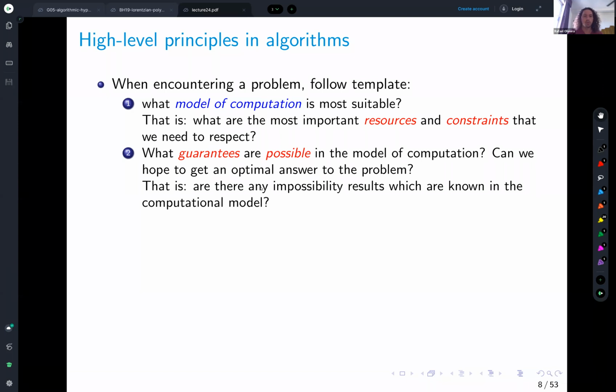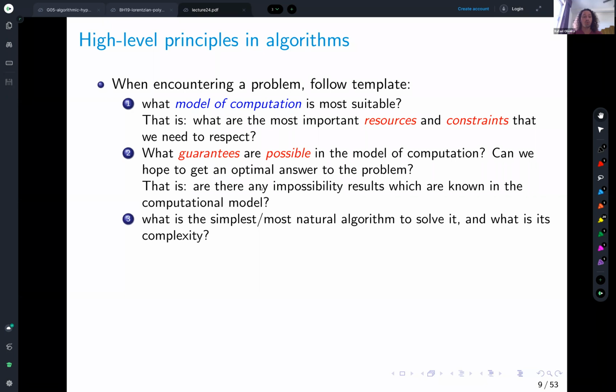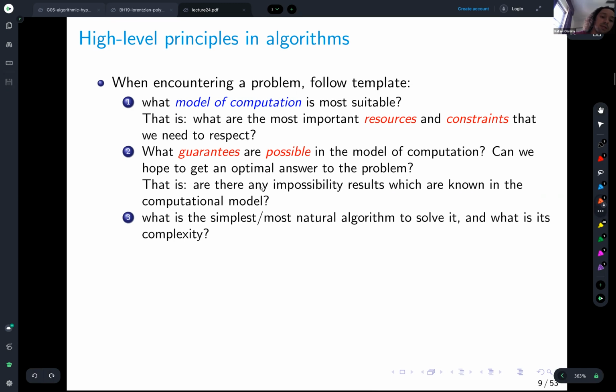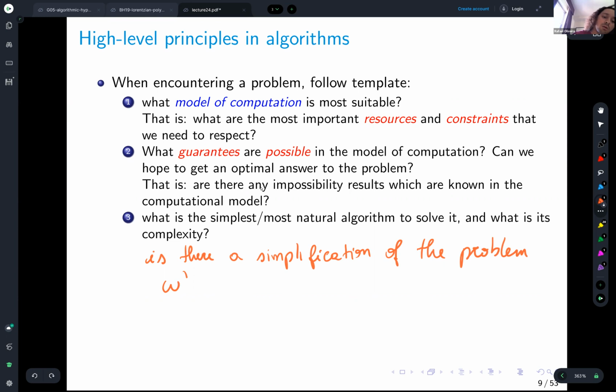Okay. So once we know what guarantees are possible for this model of computation, what we want to do is ask, what is the simplest, most natural algorithm to solve it, and what is its complexity? Can we just analyze the simplest and most natural algorithm? Or in particular, what we also did quite often is, is there a simplification of the problem which we can solve?